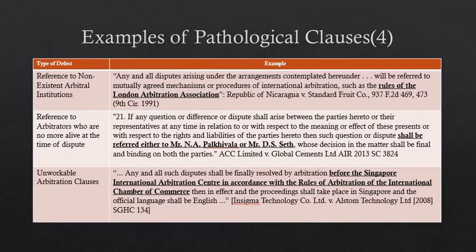of India. And then there is another example of an unworkable arbitration clause where the clause provides for reference of arbitration to Singapore International Arbitration Center, but under the rules of the ICC, or the International Chamber of Commerce. This clause arose out of the case of Insigma Technology versus Alstom Technology, a 2008 Singapore High Court decision. Again, the Insigma versus Alstom case is an example where sophisticated parties had drafted this arbitration clause, and it ended up in a huge problem.